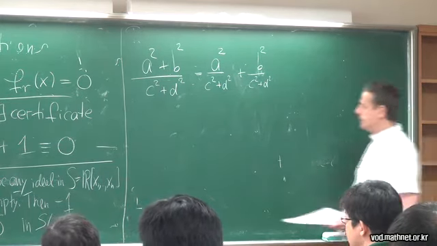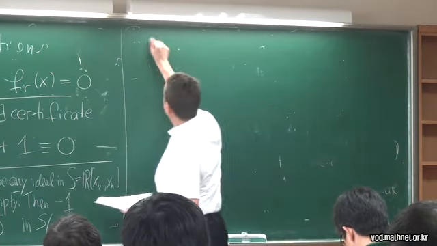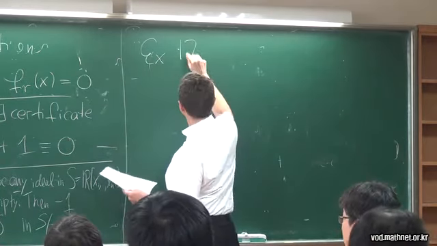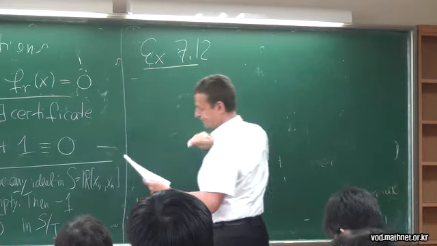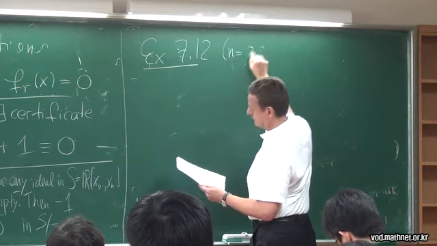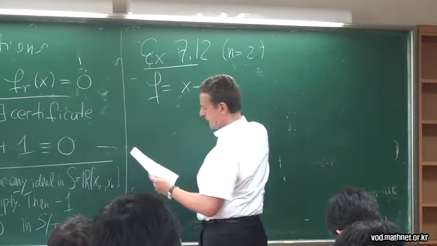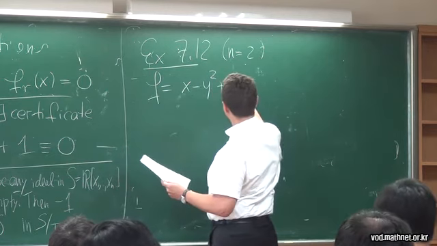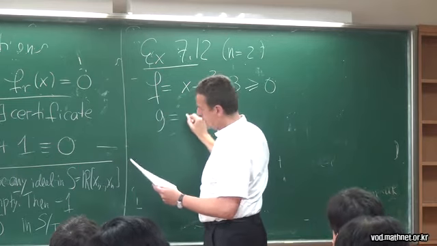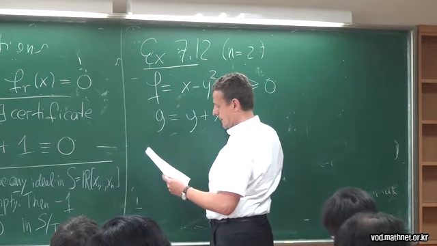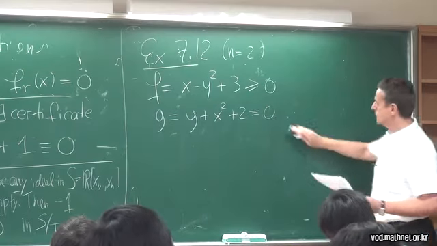Okay, let's end on an example. So in this afternoon, I want you to do one example. So let me show you one example, and just kind of to end on this. So here is a problem, x minus y squared plus 3 is greater or equal 0, and g is y plus x squared plus 2 equals 0. Okay, so here's a high school problem.